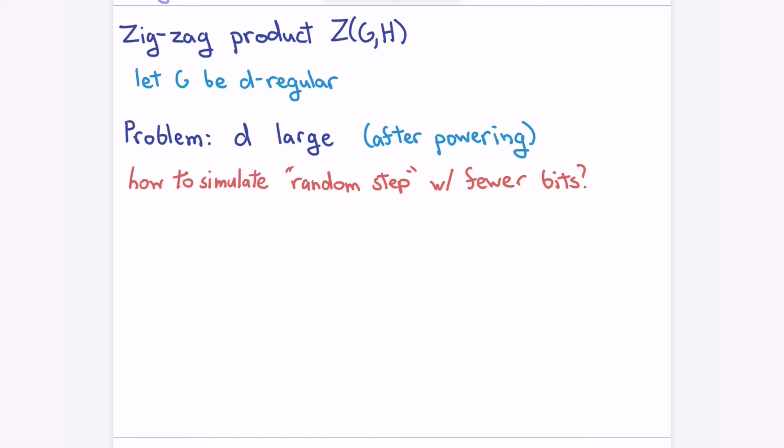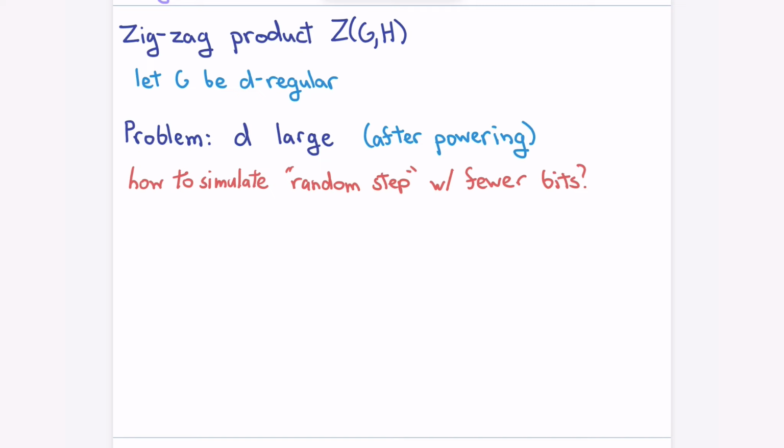So here's a high level idea. Let G be a D-regular graph where D is a little bigger than we would like. At a high level, one way to think about it is, taking a random step in G would take too many bits. So the question is, how can I simulate D choices with much fewer than log D bits? You want to reuse some of the bits, right?